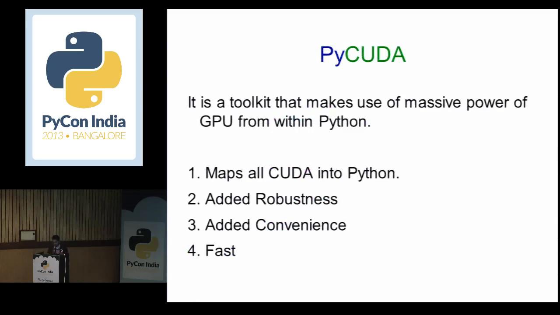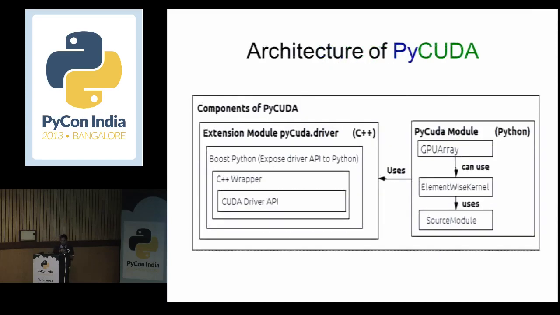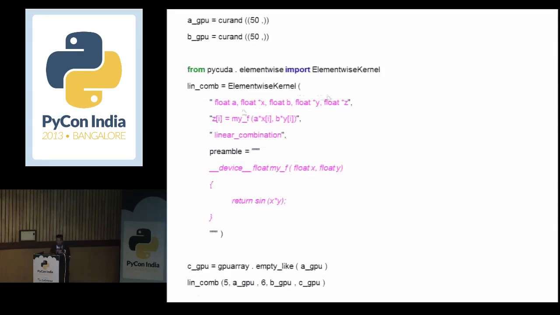So pyCUDA. What's great about pyCUDA is it maps all of CUDA into Python. Added robustness. It is very convenient, yes, because we are using it with Python, and it's very fast. So this is the architecture of pyCUDA. So what it does is, let me start with this. In this code, we are importing from this library, and float a. This sentence means these are the arguments of the kernel functions in CUDA, and this is the algorithm we want to execute in it, and linear_combination is the name of the method we are implementing here.